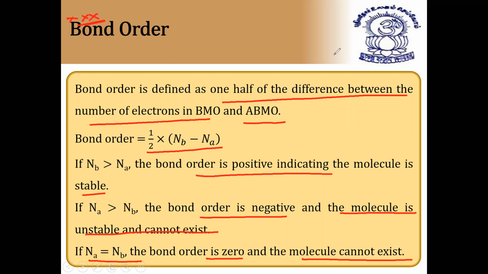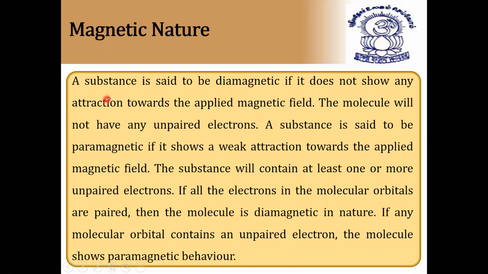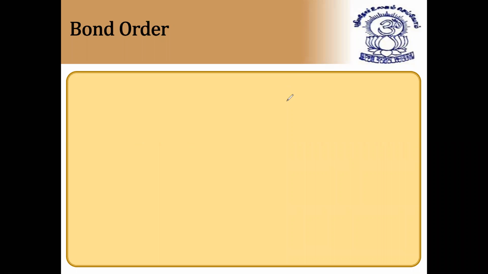Before going further, I want to explain how to calculate bond order, for example for nitrogen and oxygen. Let us see the case of nitrogen. I don't think there is space here, so I will write it here. The nitrogen molecule contains how many electrons? 14 electrons. So let us find out the bond order for nitrogen.